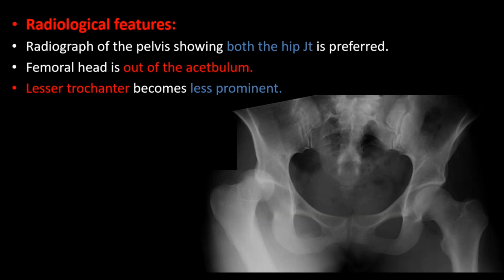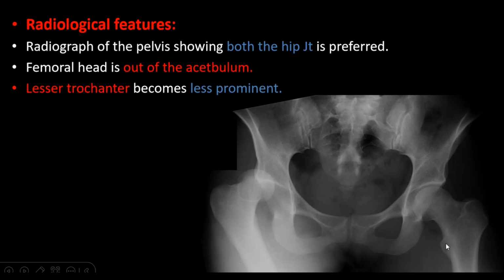Radiological features. If there is a dislocation of one of the hips, then it is wise to get an X-ray of the pelvis done along with both the hip joints, because there might be associated injury to the pelvis or there might be some fracture or dislocation present on the other side as well. The femoral head is out of the acetabulum if there is a dislocation. In case of posterior dislocation, it will be posteriorly dislocated, as you can see here in the image. And in case of posterior dislocation, the lesser trochanter becomes less prominent. As you can see here, now you can compare, this is the normal side, and you can see this is the lesser trochanter.